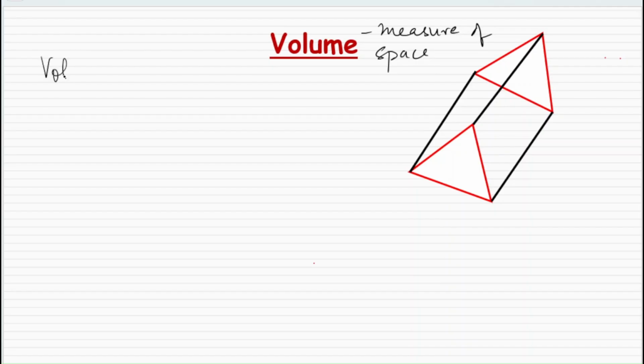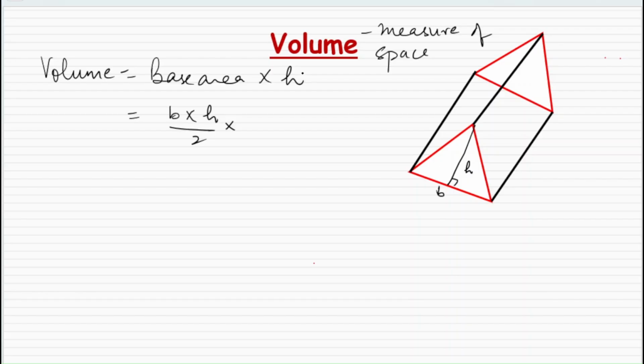For the volume of any 3D shape or 3D solid, the formula is always this: base area times height. Now, the base of this triangular prism is this triangle. And what is the area of the triangle? It is base times height divided by 2. So the base area is base times height divided by 2. And the height in the case of a triangular prism is basically its length. So for volume, we just need to multiply the base, height and length and divide it by 2.